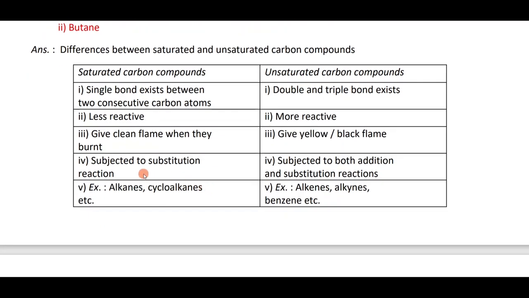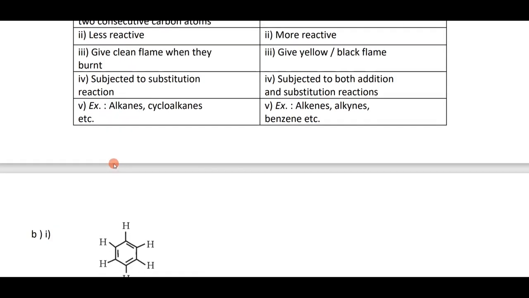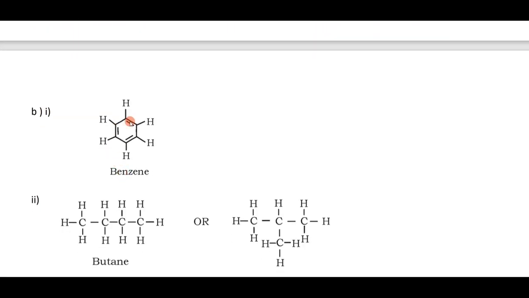Saturated carbon compounds undergo substitution reaction. Unsaturated carbon compounds undergo addition as well as substitution reaction. Example, alkanes, cycloalkanes. Example, alkenes, alkynes and benzene. Aromatic hydrocarbon. This is a benzene structure.